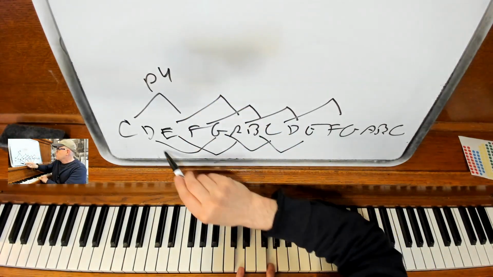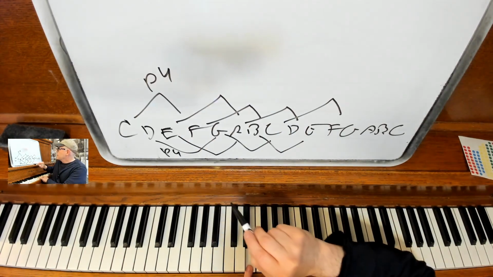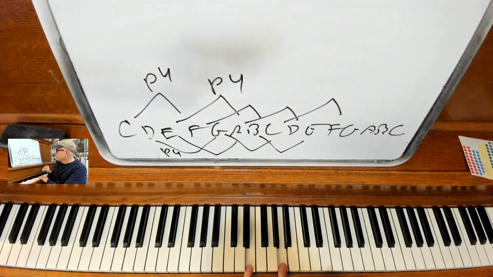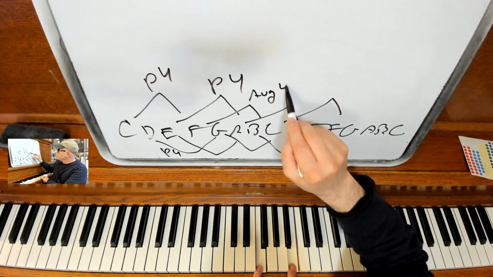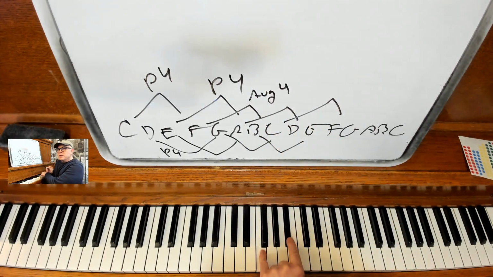And that's a perfect fourth, right? And this, F to B, is not a perfect fourth, all right? It's what we might call an augmented fourth, all right? Perfect fourth would be F to B flat, right?